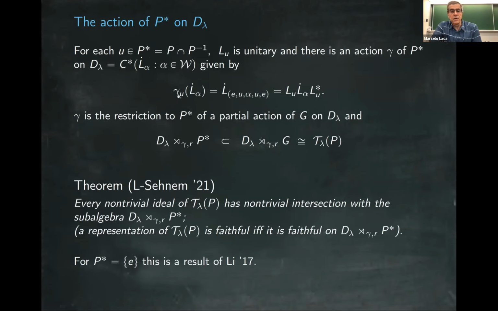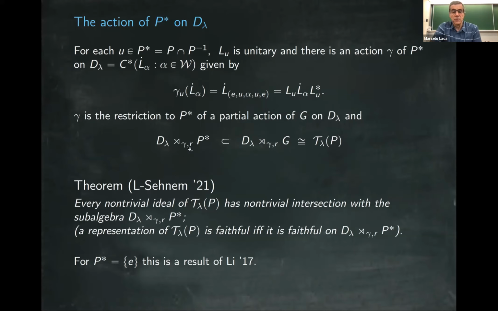So gamma U of L dot alpha is simply LU, L dot alpha, LU star. You can write it with words too, so you see that that lands back in the diagonal. It's a little bit complicated because our words are all even, so you have to add extra elements. Anyway, that gamma is, in fact, the restriction of a partial action of G. So P star is a subgroup of G, and there's a partial action of G on D lambda defined by the same condition.